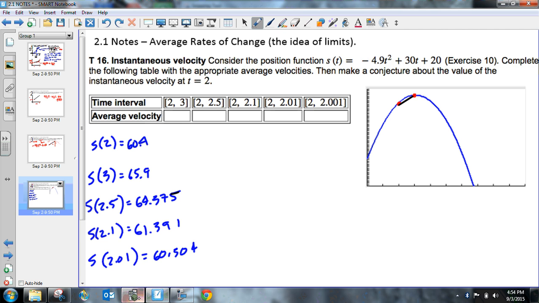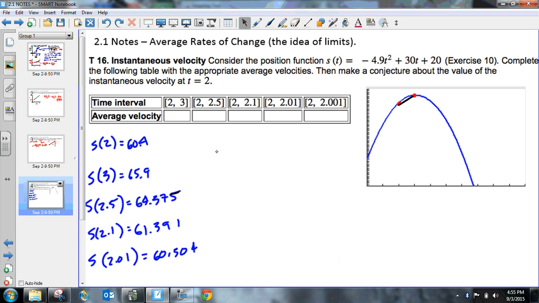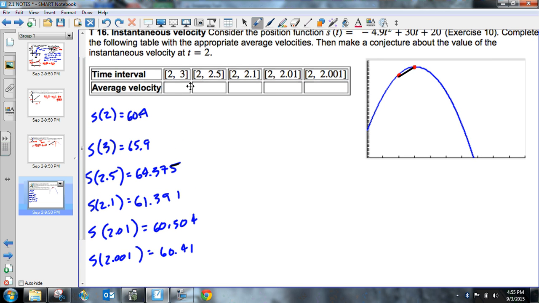Okay, and then let's do one more. Let's do S of 2.001, and I get 60.41. So as I get closer and closer to here, my y values get really, really close to each other. Okay, so let's actually calculate this one here first.